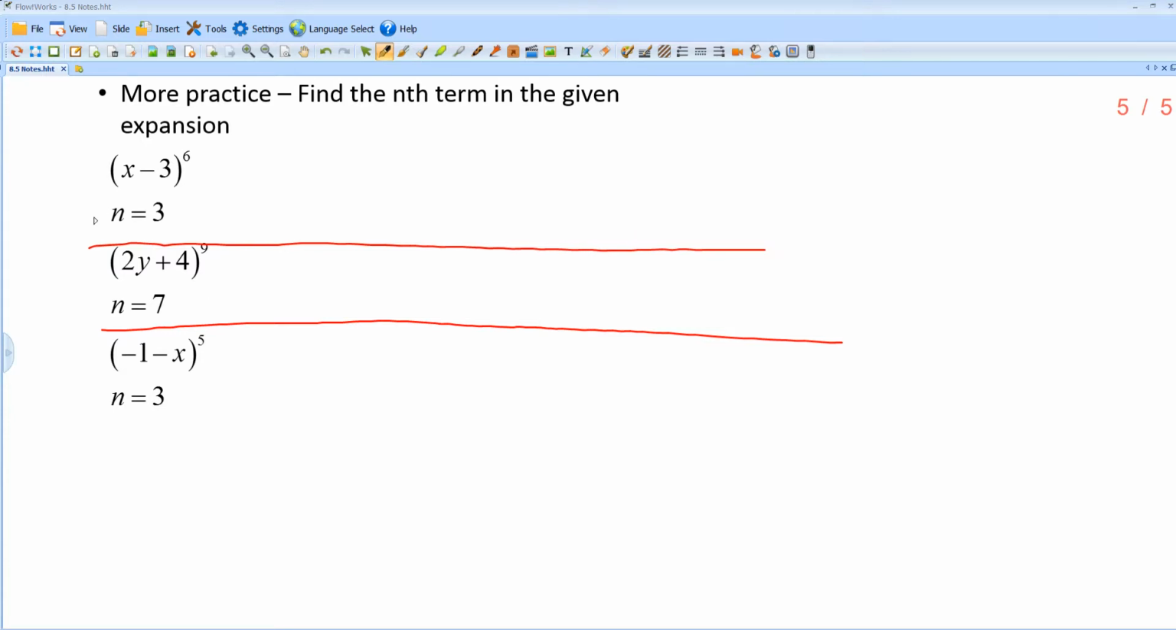Now, if I'm looking for the third term, remember that the term number and the r value are not the same, because you're starting with an r value of 0. Term number 1 is n equals 1. The first term in all of your Pascal triangles is r equals 0. So n being equal to 3 means that r is actually equal to 2.